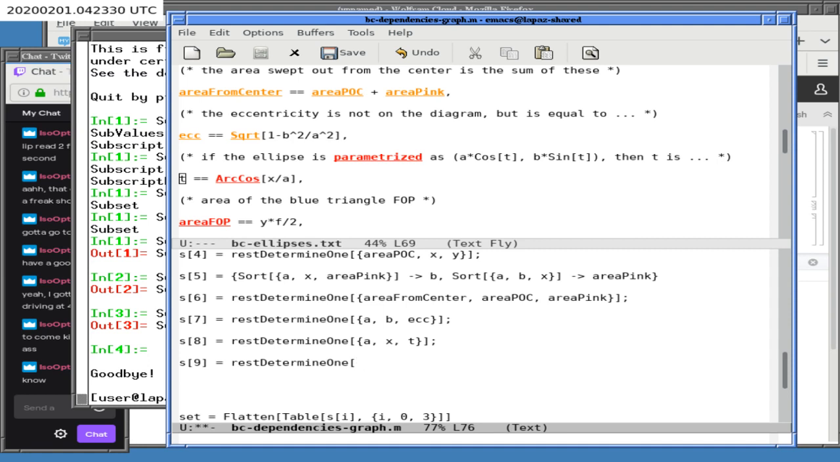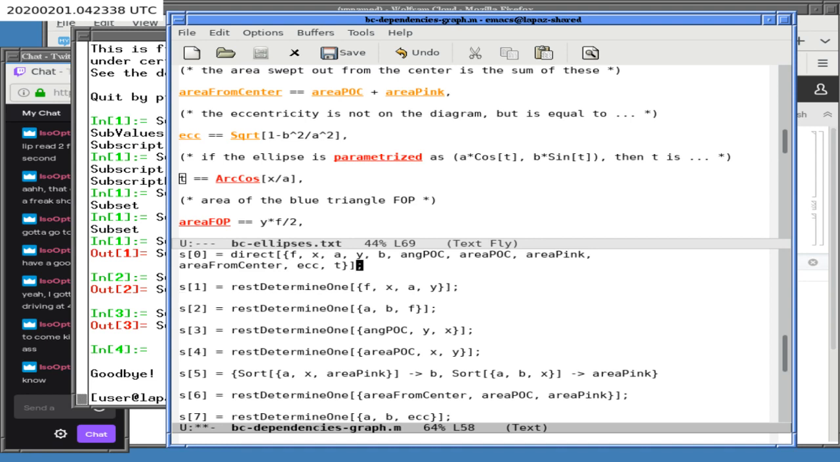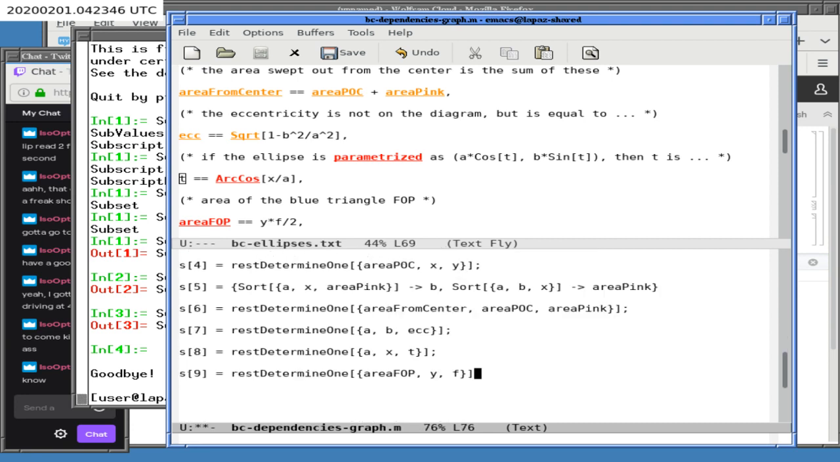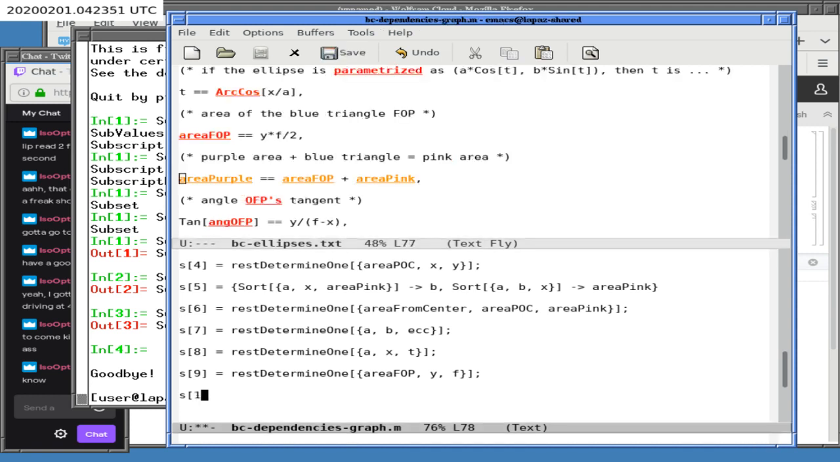Okay. So this says area FOP, Y, and F very clearly can be determined from each other. We will add area FOP here. And I think the purple triangle is actually the focal area. And I don't think I say that it is, which kind of bugs me. Yeah, area purple. So S10 equals rest determine 1. This is going to look hideous. But again, we're not necessarily looking for the picture of the graph. We just want to know what's reachable from what.